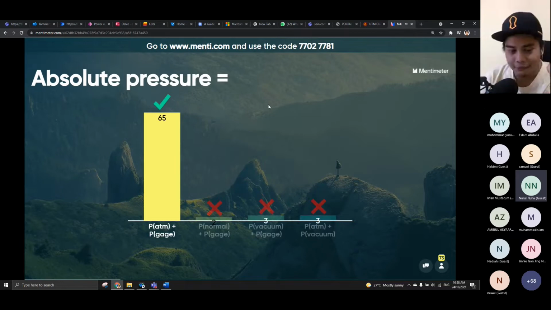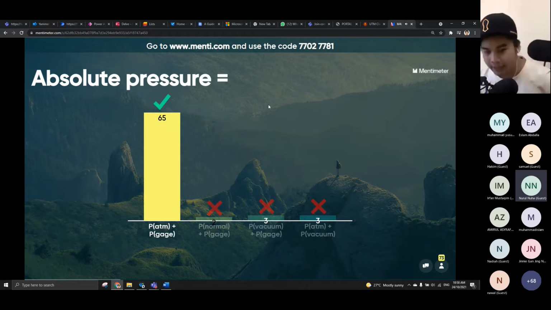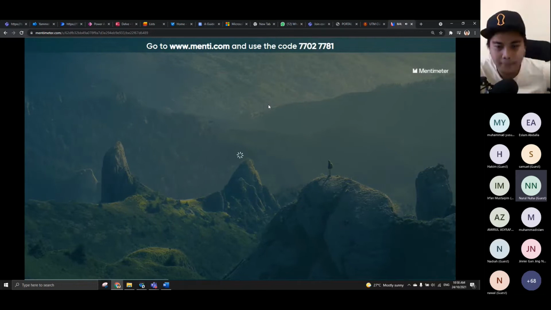Okay, good. The majority of you chose number 1. Absolute pressure is P atm plus gauge pressure. All right, who's on the first board? The leaderboard.